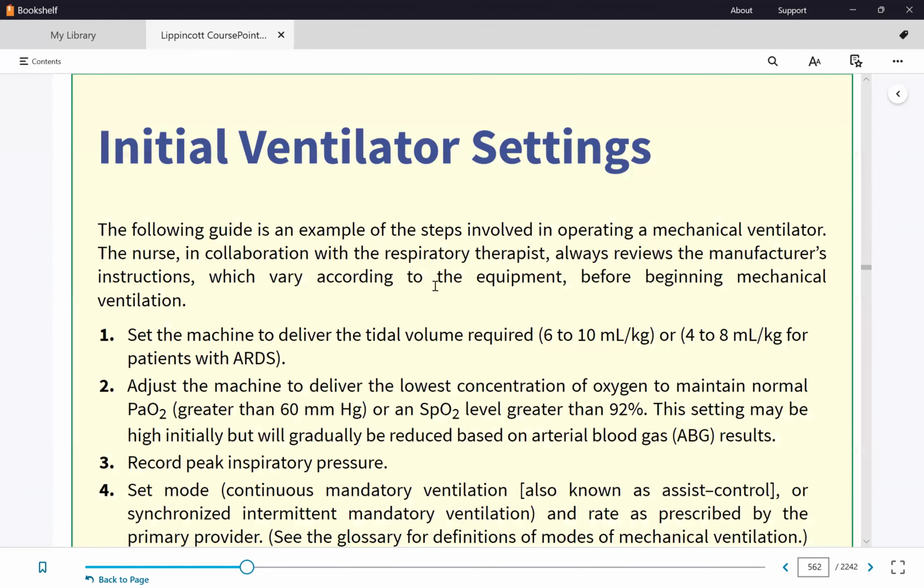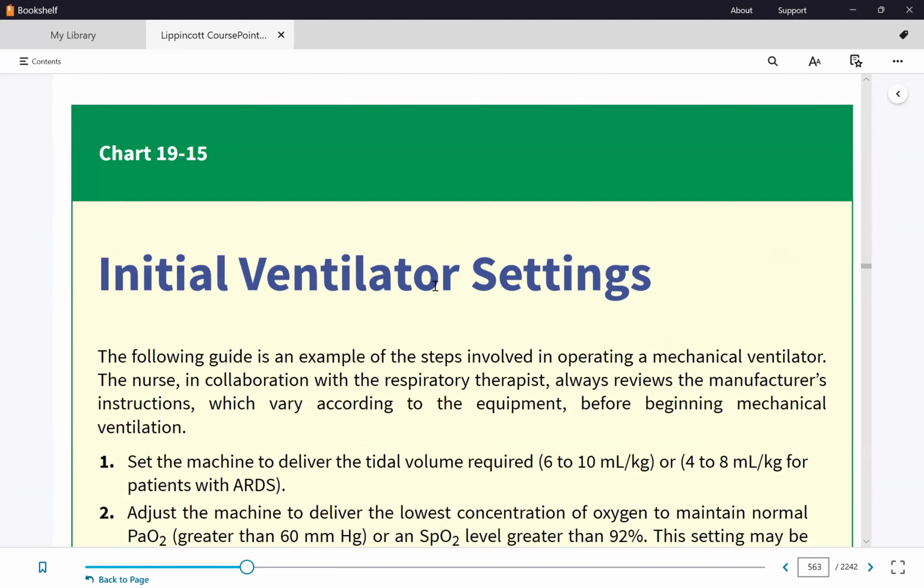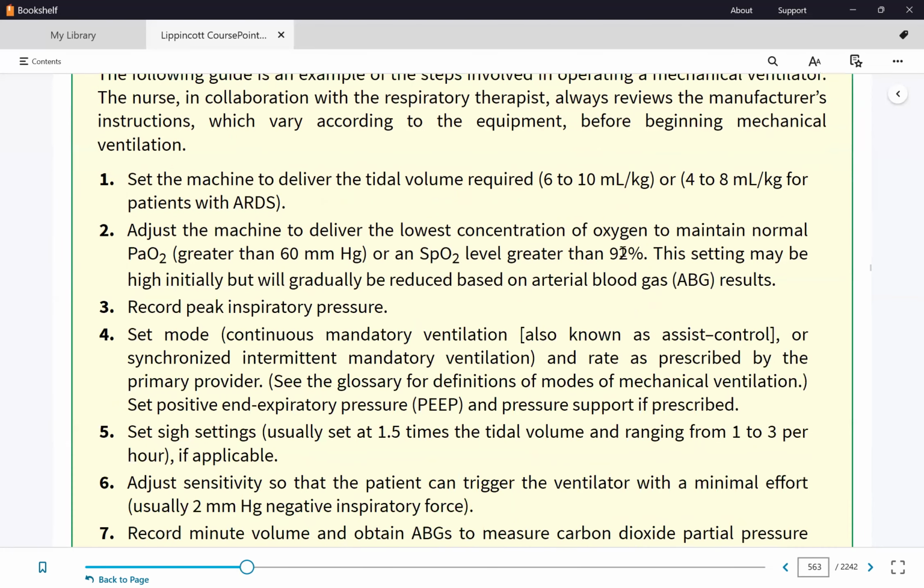Okay, let's go to the settings first. Chart 19-5. So the ventilator again is a computerized bag valve mask. Since it's a computer, you have to tell it what to do. Your computer has settings, yeah? Same thing here. You have to tell the ventilator what to do. First setting is the tidal volume. Tidal volume is how much air you want the vent to deliver with each breath.